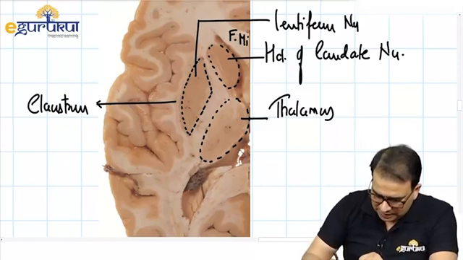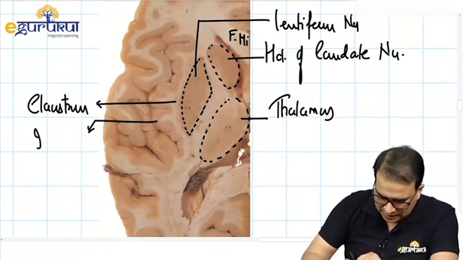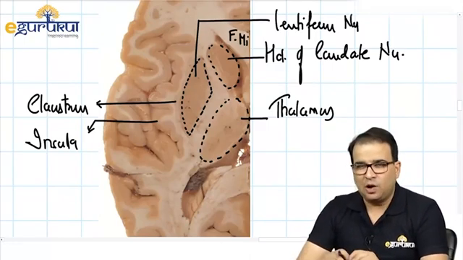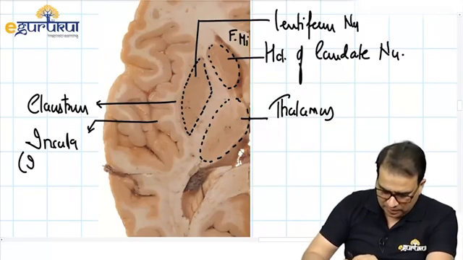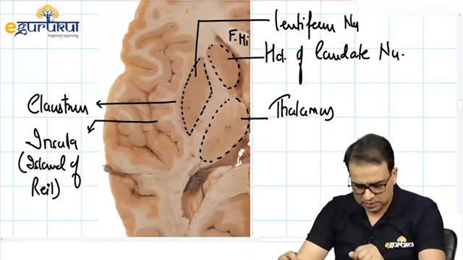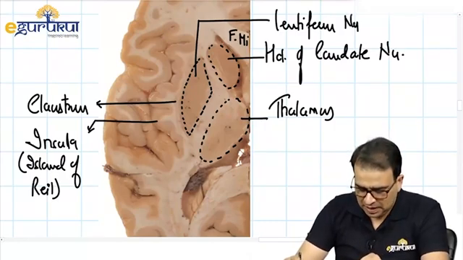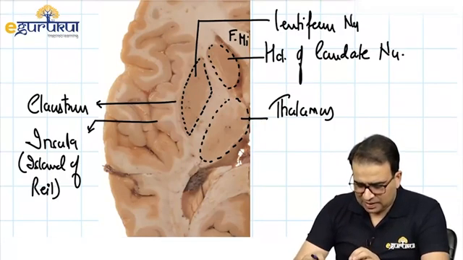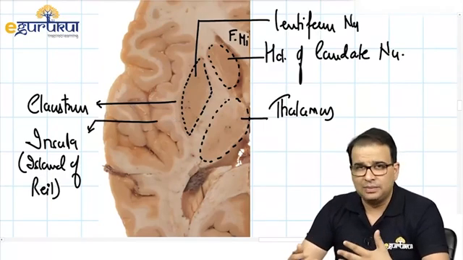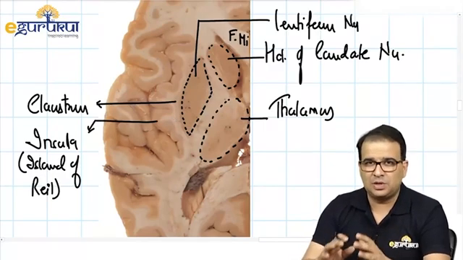And most laterally, the gray matter that you see here is the insular cortex. That is the insula. I hope you all know about the insula, the hidden area of the brain, also called the island of Reil. The insular cortex, the insula, or the island of Reil. Whatever I marked till now here, all these are gray matter: the head of caudate nucleus, thalamus, the lentiform nucleus, the claustrum, insula.